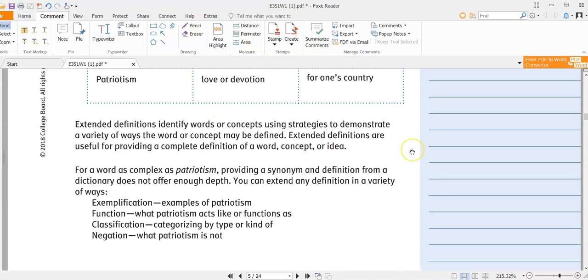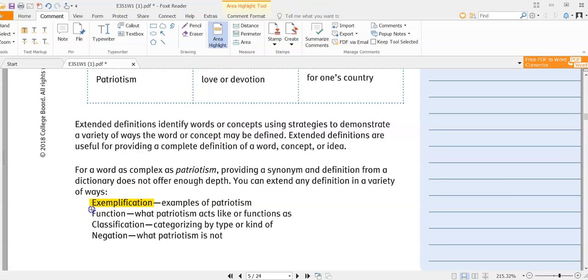So extended definitions identify words or concepts using strategies to demonstrate a variety of ways the word or concept may be defined. Extended definitions are useful for providing a complete definition of a word, concept, or idea. So for a word as complex as patriotism, providing a synonym and definition from a dictionary does not always offer enough depth. You could extend any definition in a variety of ways, and I really want you to try to remember these ways. There's exemplification, which is giving examples.